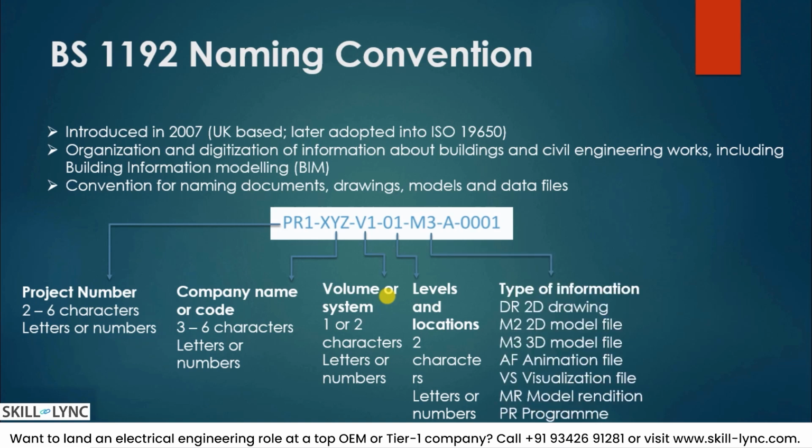Next is the type of information that is encompassed within the file. If it's M3, it means it's a 3D model file. If it's named DR, it is a 2D drawing, or if it's PR, it's a program. Those programs we'll look into later. We'll look into macros and AutoLISP. So we can also use those to differentiate the information within the file.